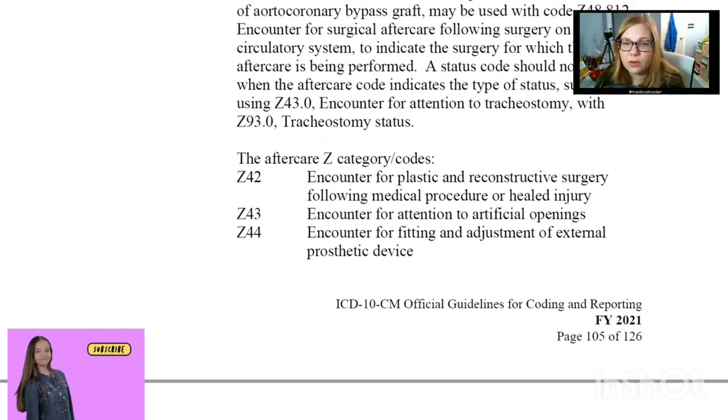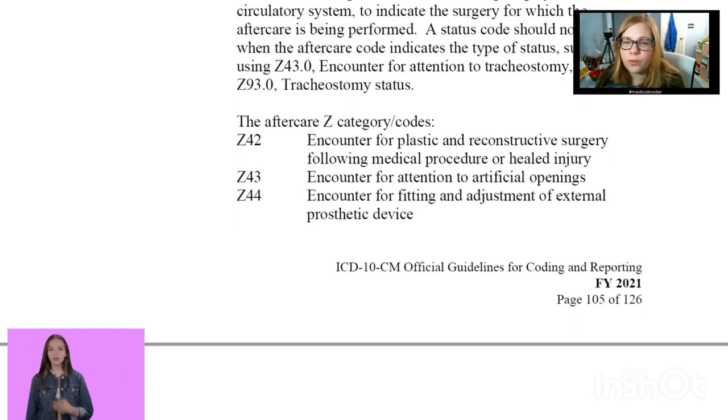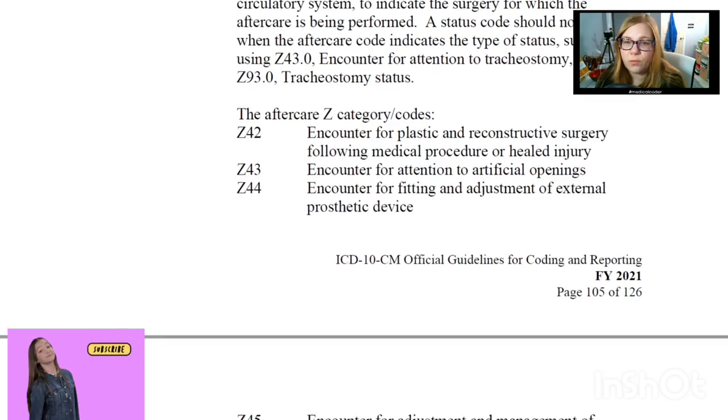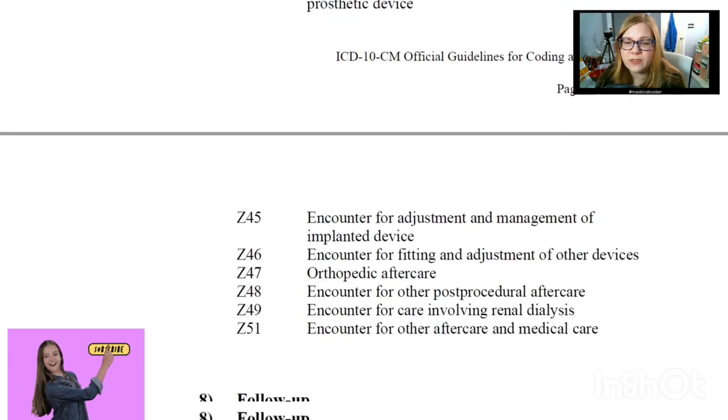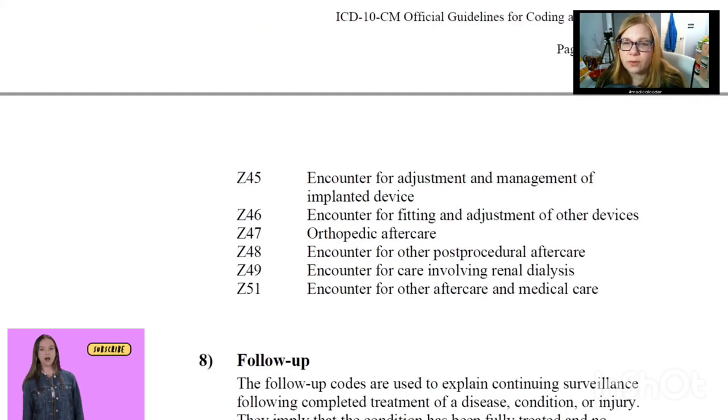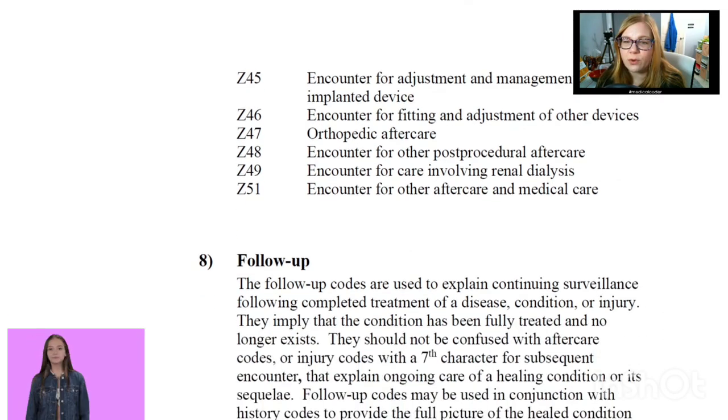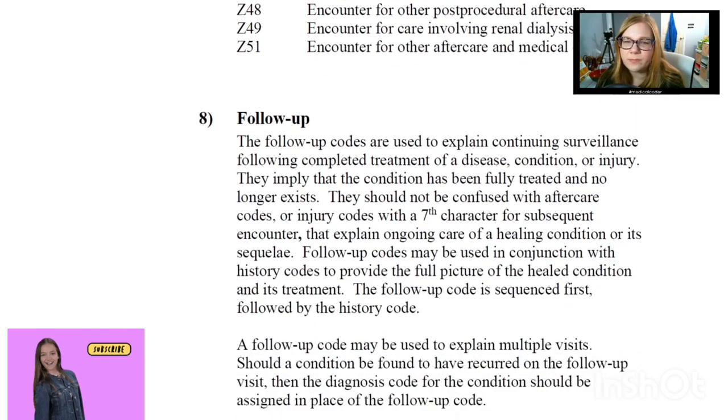The aftercare Z category codes, we have Z42, which is for aftercare of plastic and reconstructive surgery following medical procedure or healed injury. Z43 is artificial openings. Z44 is fitting and adjustment of external prosthetic devices. Z45 is for management of implanted devices. Z46, encounter for fitting and adjustment of other devices. Z47 is orthopedic care. Z48, encounter for other post-procedural aftercare. Z49 is for care involving renal dialysis. And Z51, encounter for other aftercare and medical care.